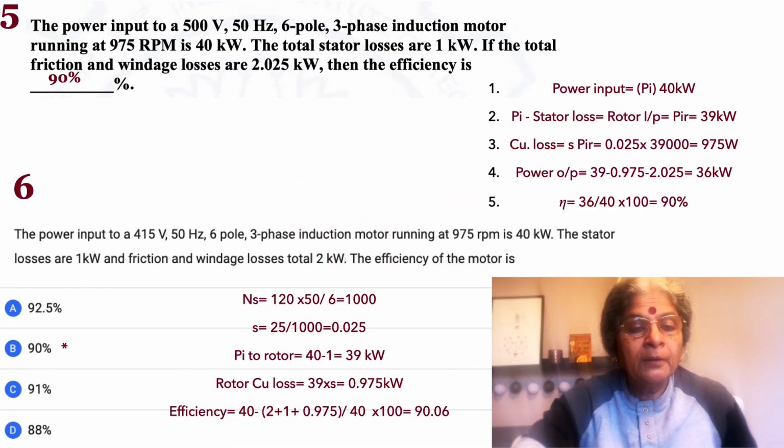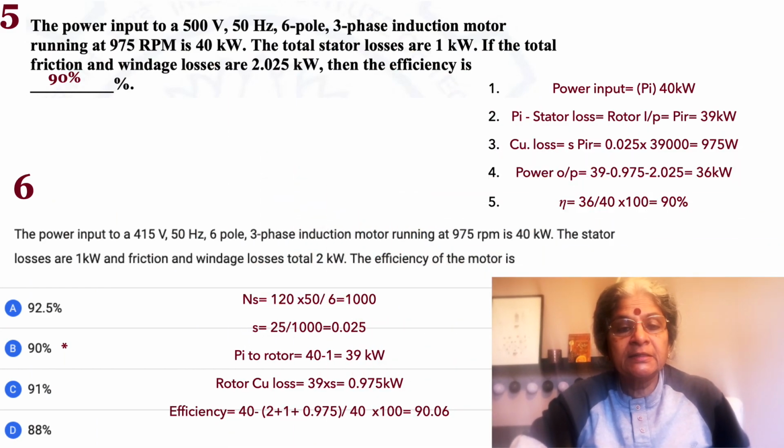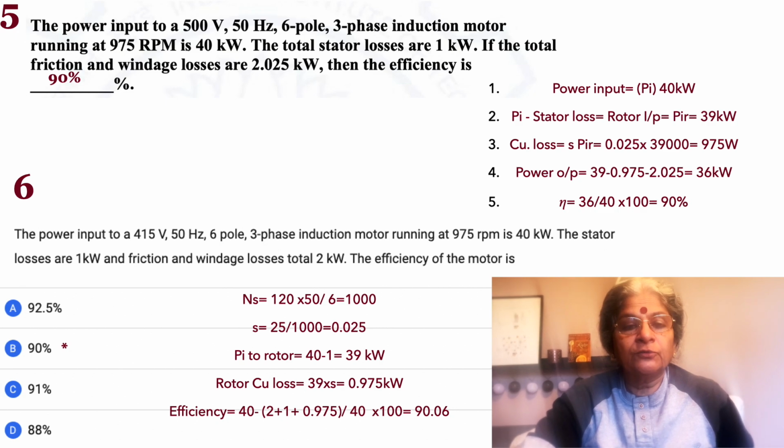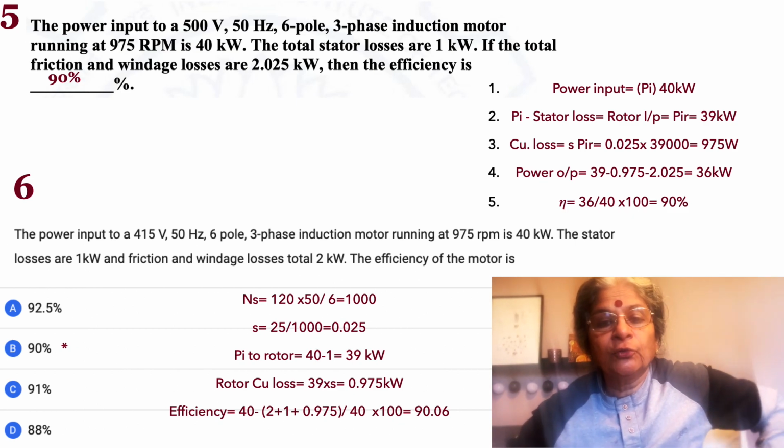The fifth problem: the power input to a 500 volt, 50 hertz, 6 pole, 3 phase induction motor. 50 hertz, 6 pole means Ns is 120 f by P, so it is 1000 RPM. Running at 975 RPM, slip is 1000 minus 975 divided by 1000, which is 2.5%. The power input is given as 40 kilowatt. The total stator losses are 1 kilowatt, so that can be deducted.